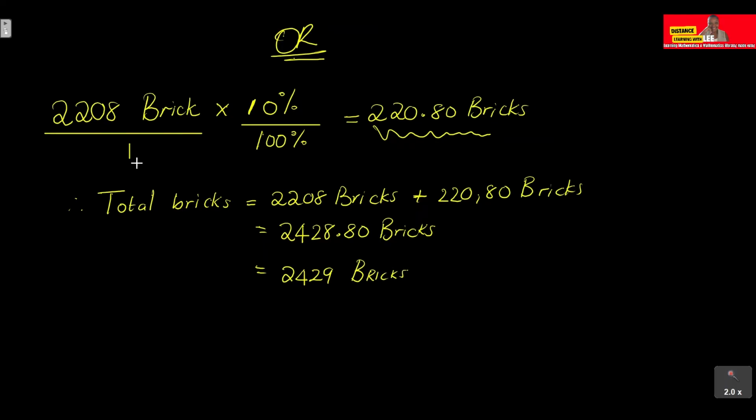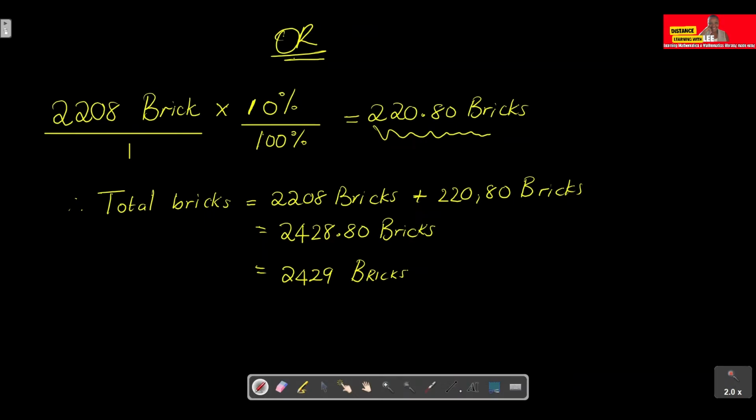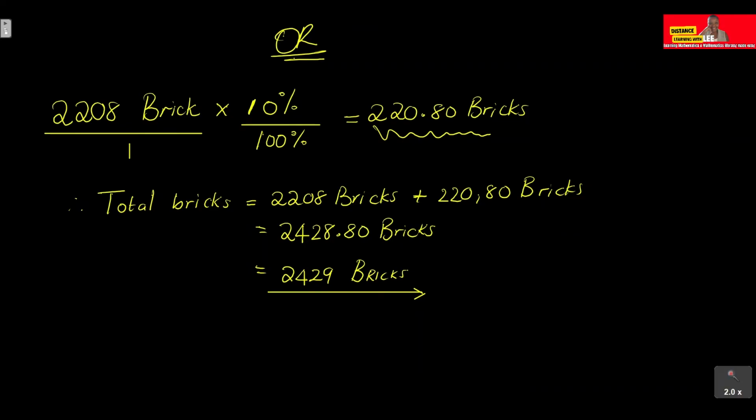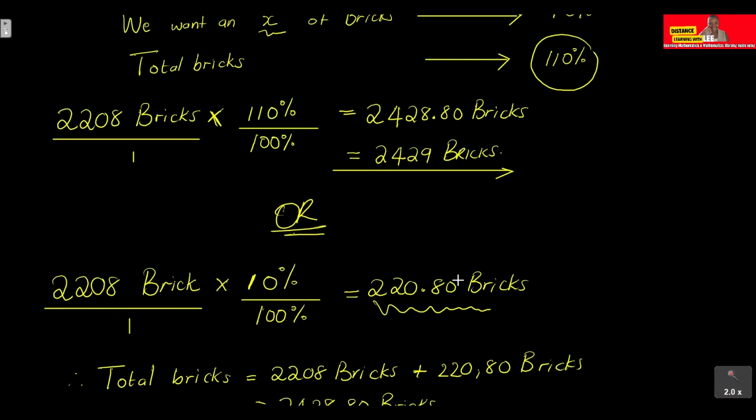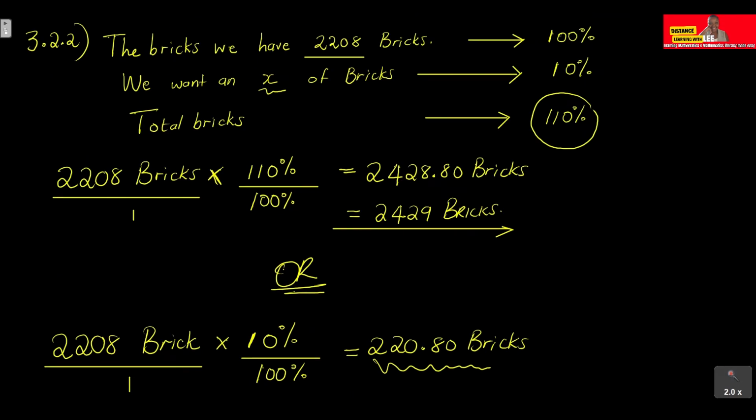You can't go into a shop and say that you need 2,428.80 bricks. You cannot. They sell whole bricks, not half bricks or quarter bricks. You need to take that into consideration when you're dealing with real life situations. So that is the amount of bricks that we will need to cover up for the wastage as well, and that is basically it for question 3.2.2. Let us have a look at the last question.